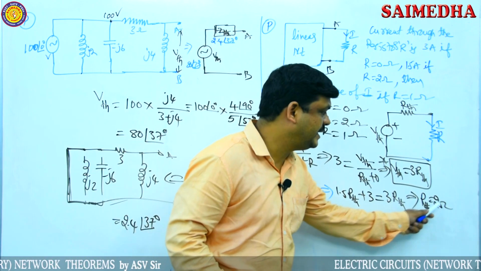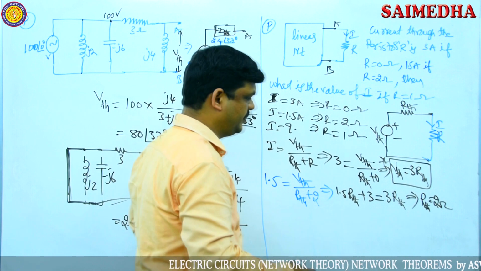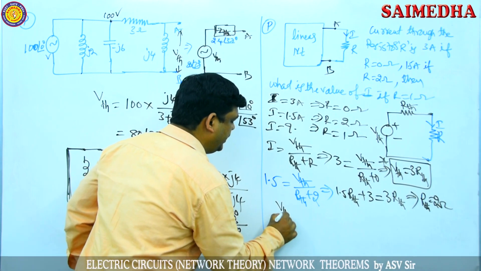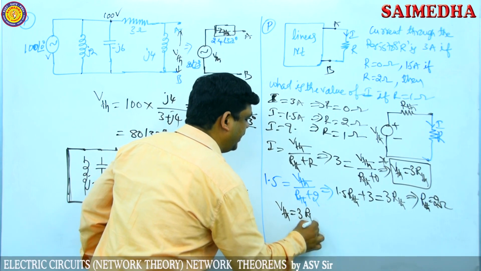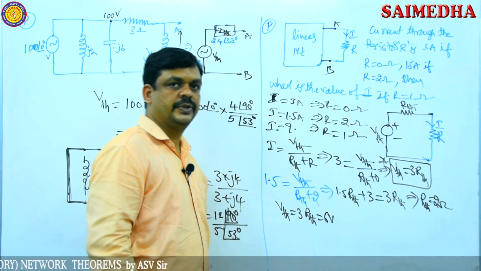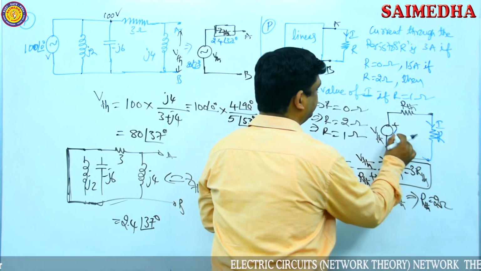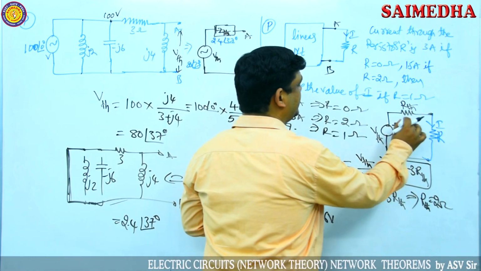If the Thevenin resistance is 2 ohms, what about V Thevenin? V Thevenin is 3 into R Thevenin. Now it becomes 6 volts. Thevenin's voltage is 6 volts. Finally we got this is 6 volts, and Thevenin's resistance is 2 ohms.